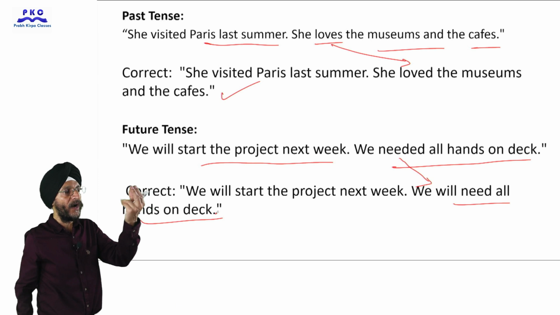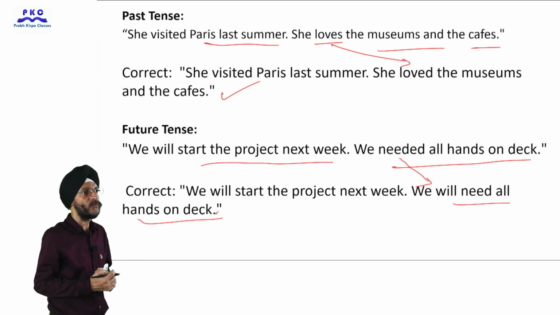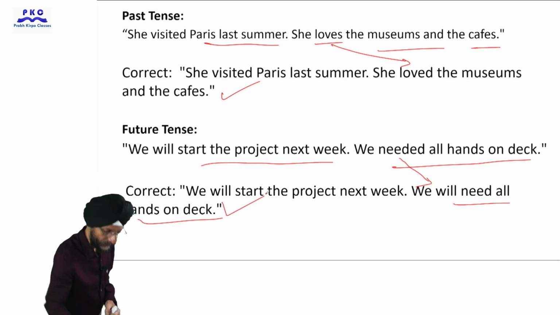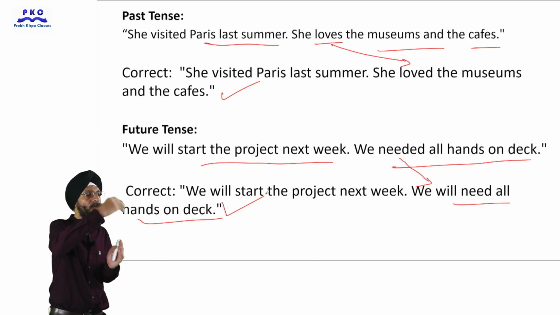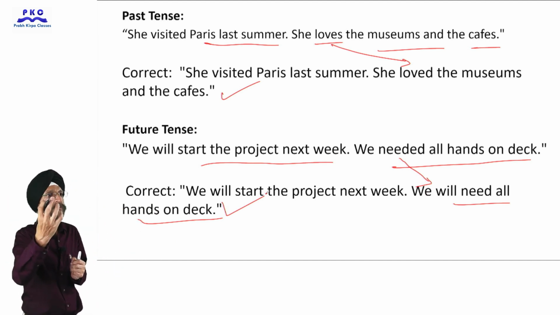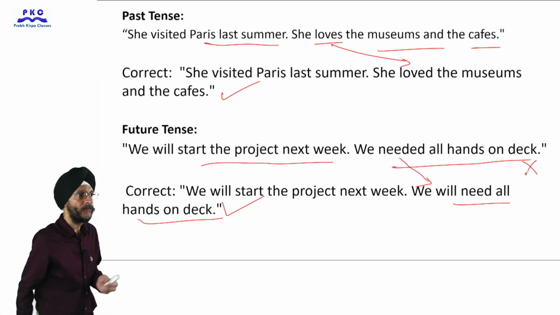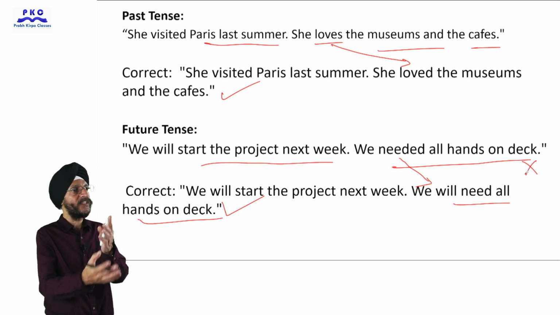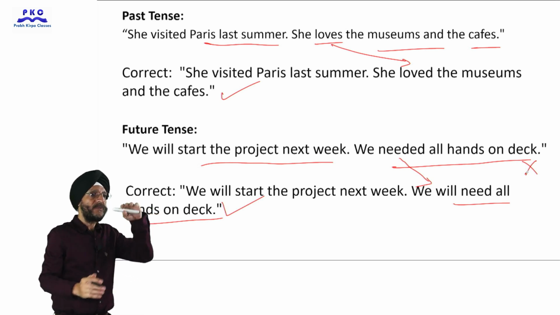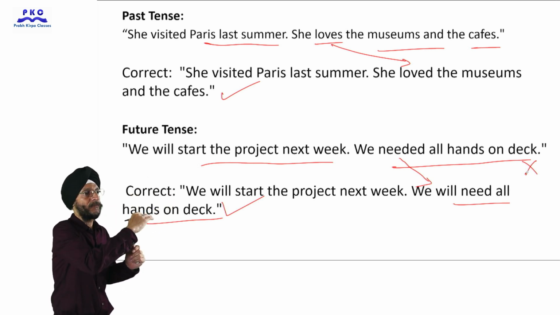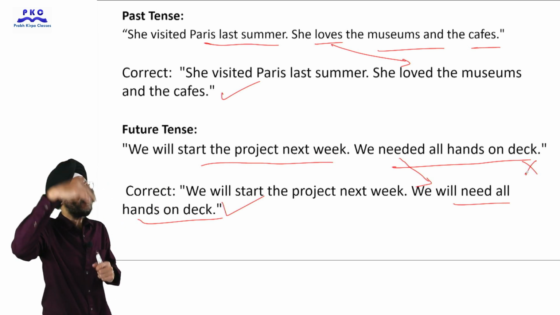That is, the support of all the concerned will be required for the completion of the project. So we will need, this is correct, because we are talking about the future, and we will require the support of all concerned in future. So here we will have to use future tense, and the past is wrong, because we are planning in future. We cannot say that the help was given or the persons gave the support in past. When the project is to start in future, the help and support is required in future.